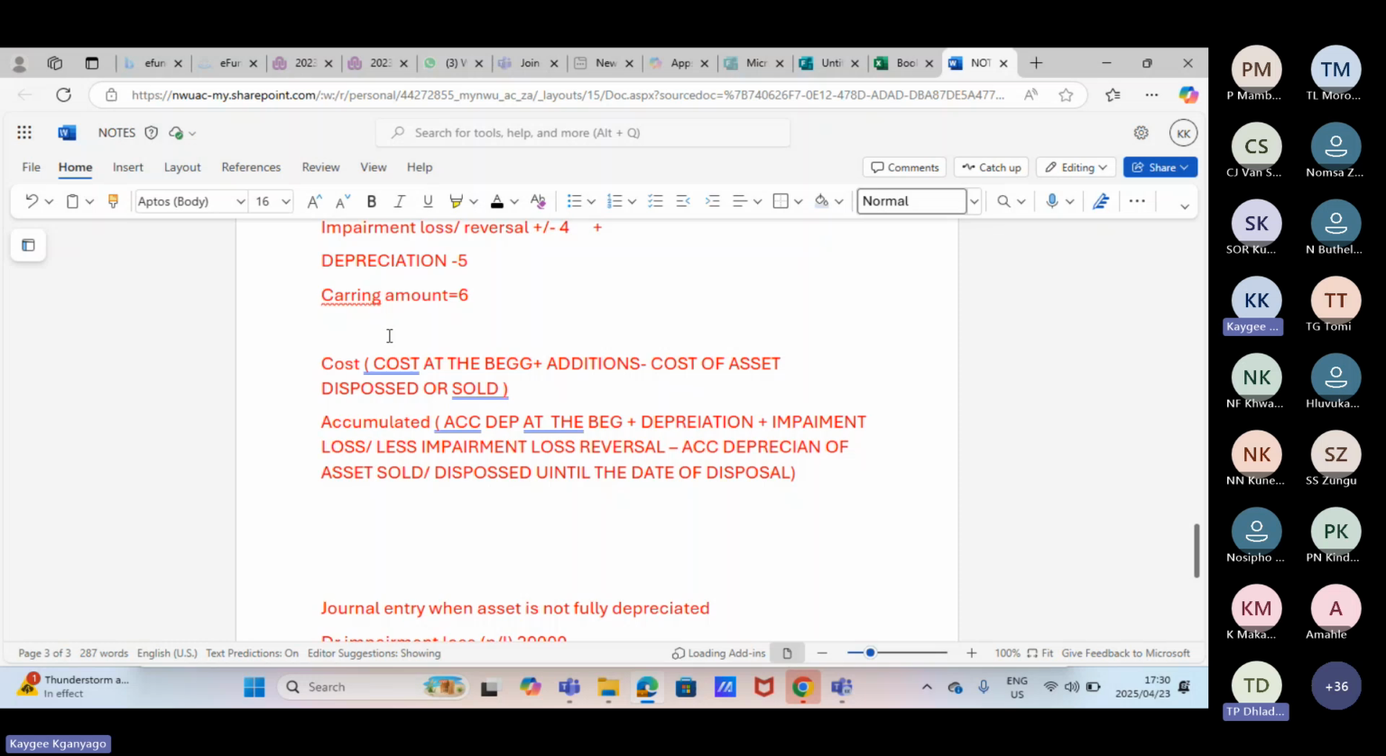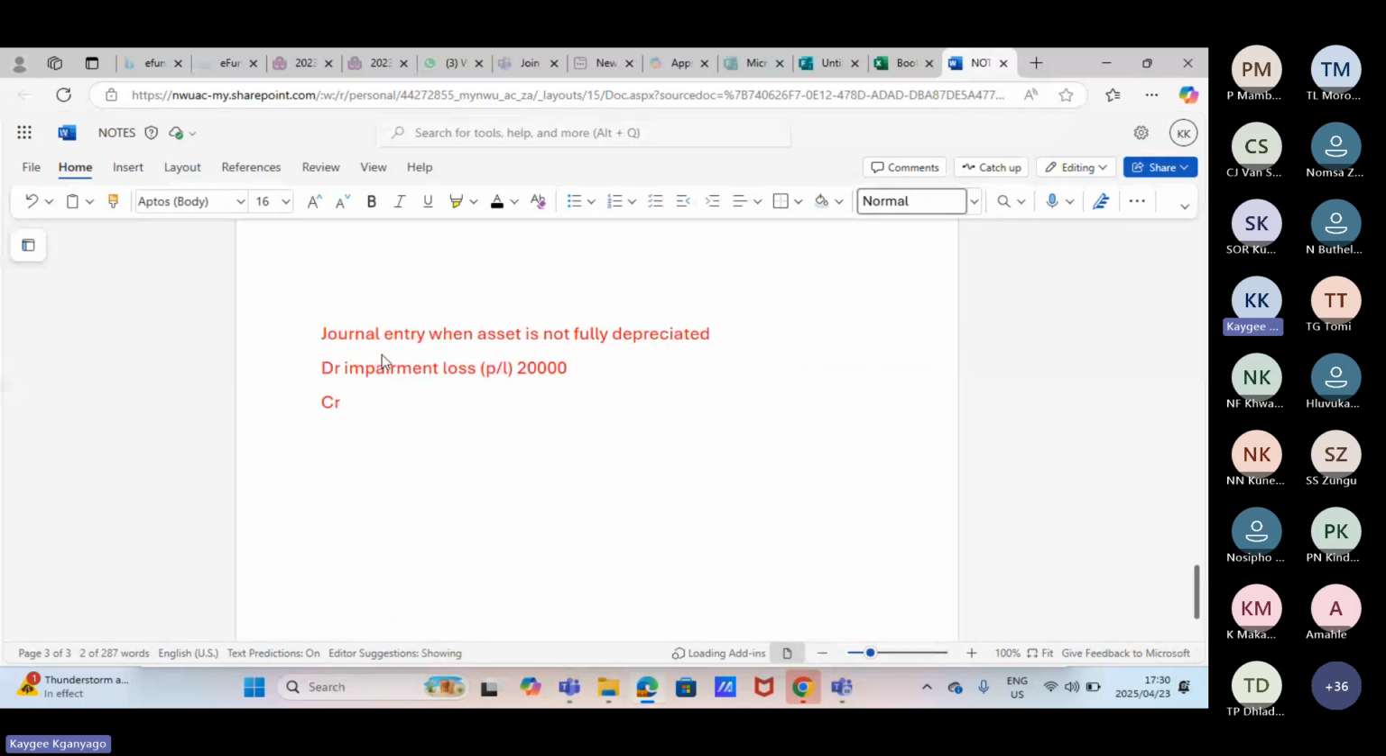Let's come here, ne? Can you see you have impairment loss here? Can you see you have it here? Yes. What does that mean? The corresponding account will be accumulated depreciation and impairment loss.